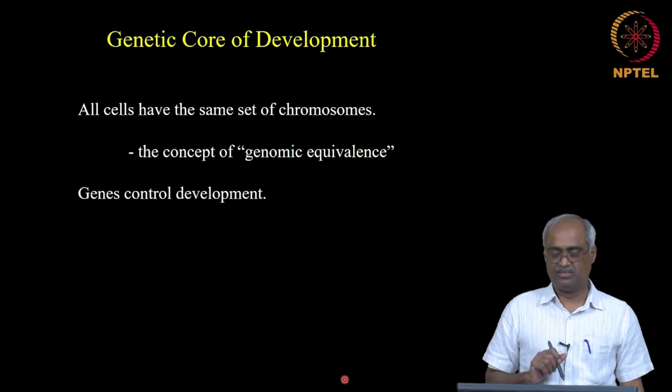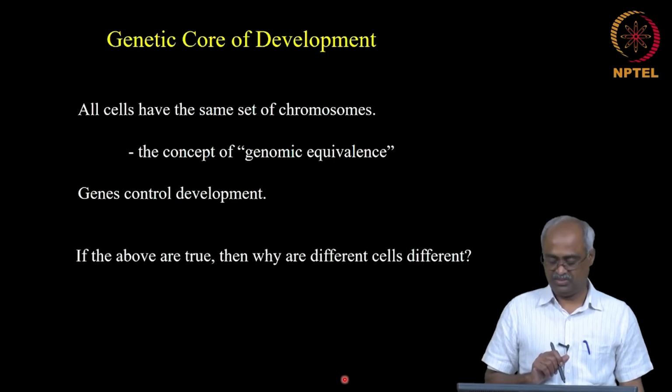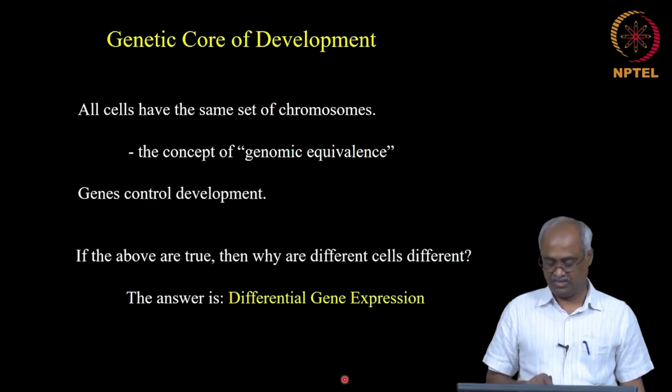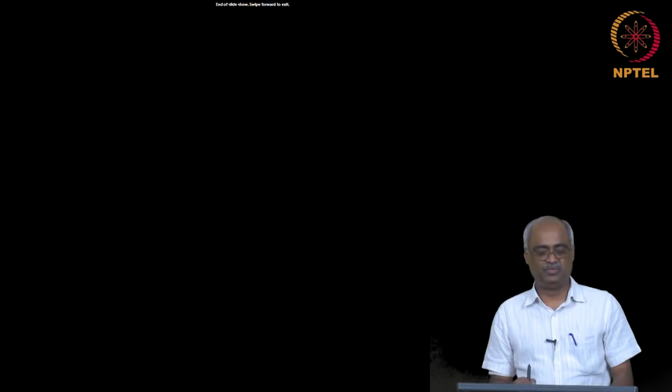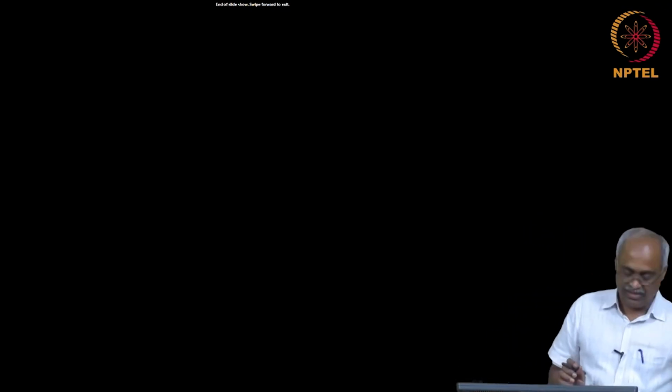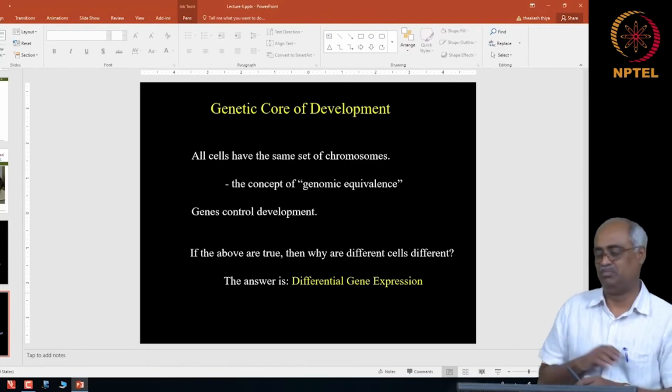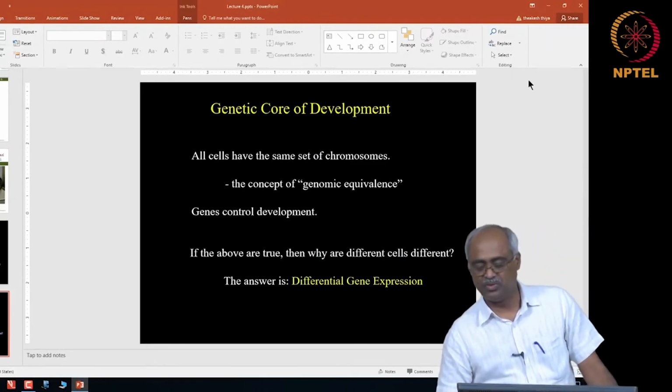So, genes control development, and the answer is differential gene expression. Okay. So, that is the end of this discussion. We will move on to our next topic. We will look at how differential gene expression actually happens, since we have a few more minutes.